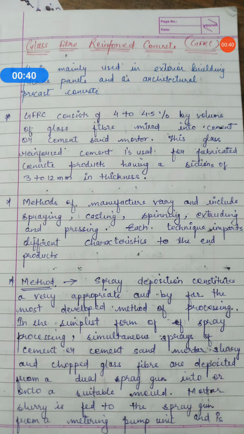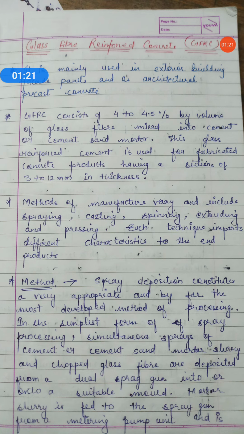First of all, what is glass fiber reinforced concrete? See in my notes, it is mainly used in exterior building panels and as architectural precast concrete. So we'll use glass fiber for aesthetic purposes also. GFRC consists of 4 to 4.5% by volume of glass fiber, which is mixed with cement or cement sand mortar.